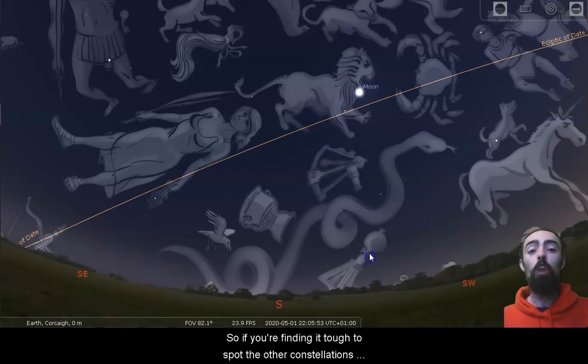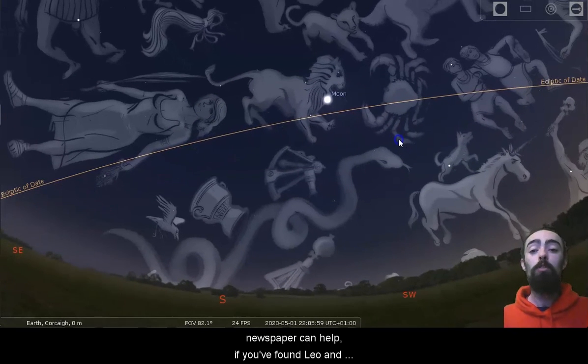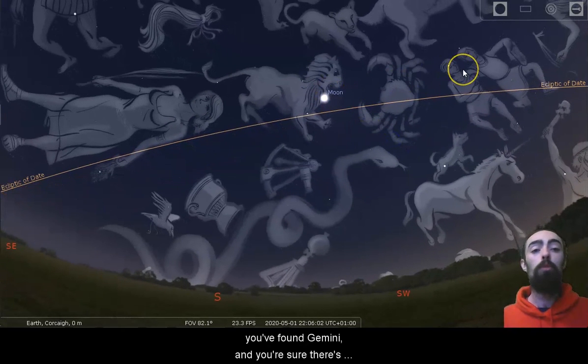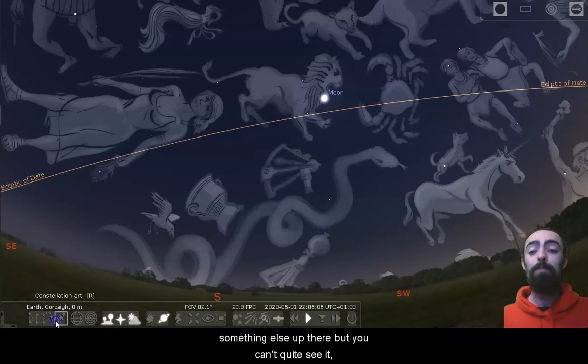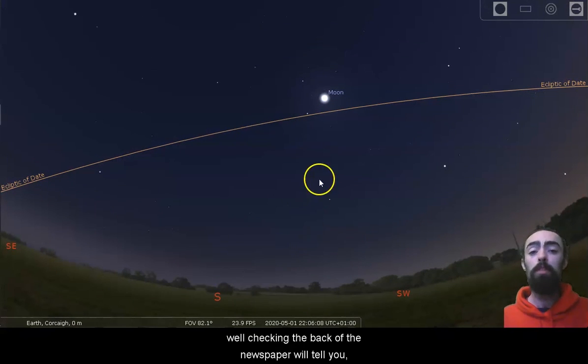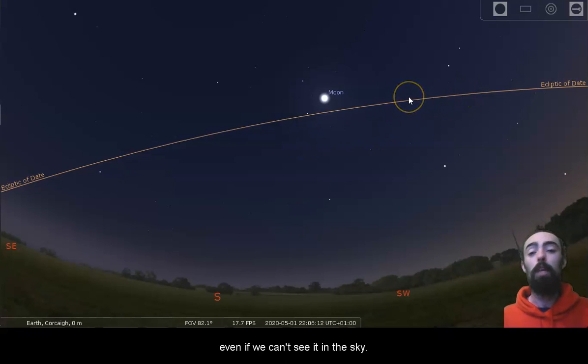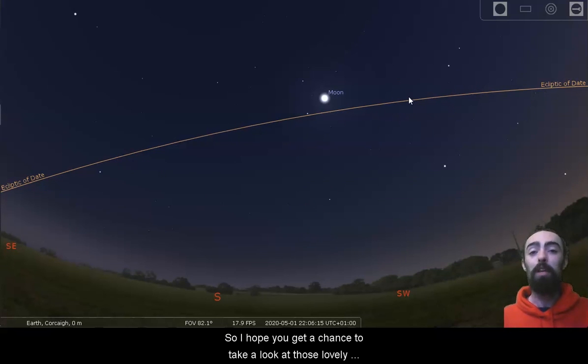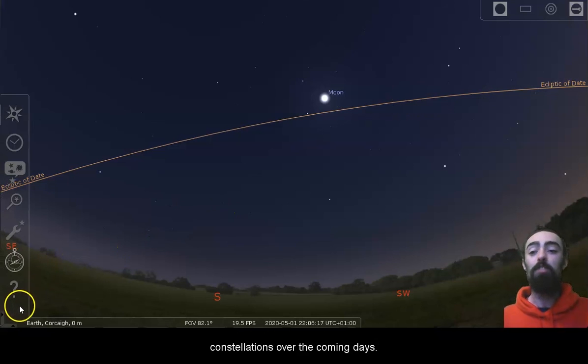So if you're finding it tough to spot the other constellations in the sky, especially faint ones like Cancer, well, that list in the back of the newspaper can help. If you found Leo and you found Gemini and you're sure there's something else up there but you can't quite see it, well, checking the back of the newspaper will tell you. In between Leo and Gemini, there is Cancer, even if we can't see it in the sky. So I hope you get a chance to take a look at those lovely constellations over the coming days.